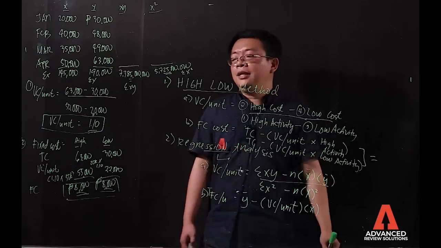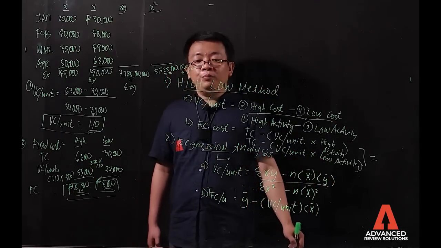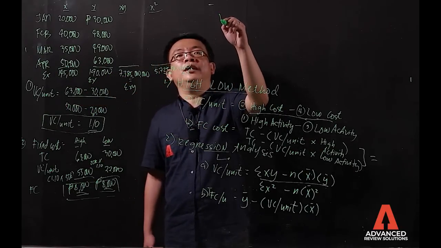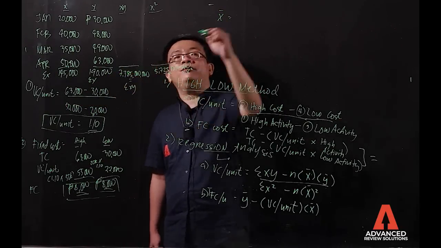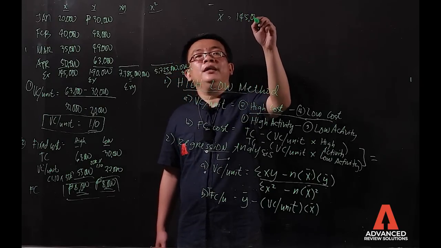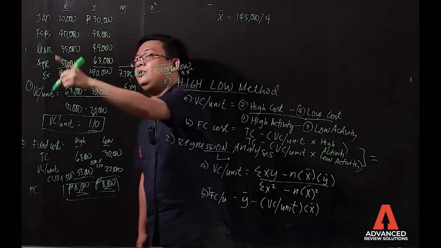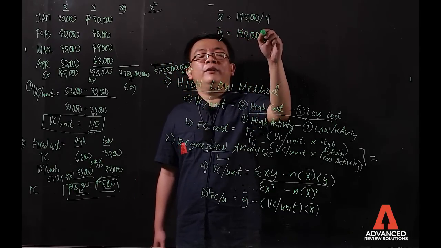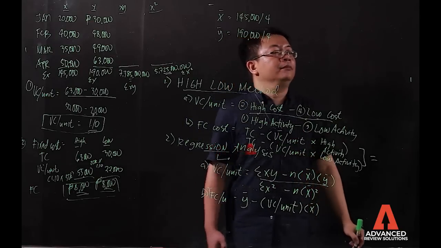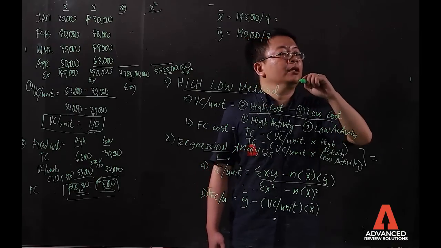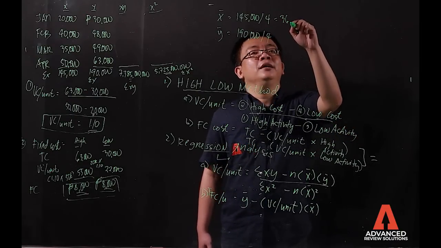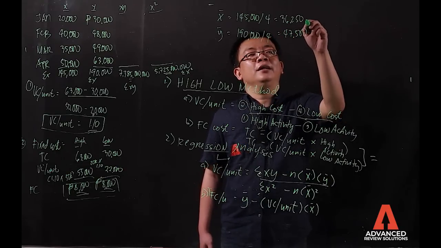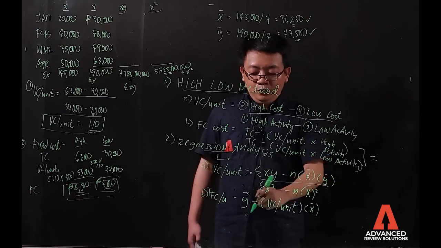What else? How about the average? We need to compute the average. Meaning, we will average the X first. So, X average: 145,000, you divide it by 4. 1, 2, 3, 4. Y also is 190,000, you divide it by 4. So, how much is that? I believe this is 36,250, and this is 47,500. We need these later with the formula.